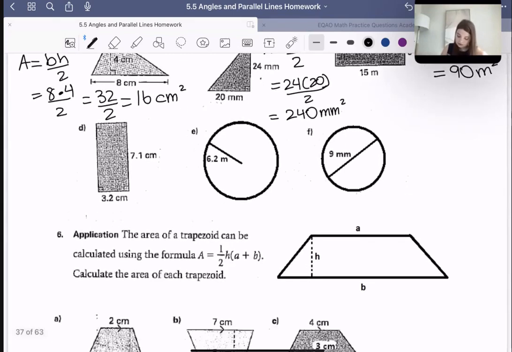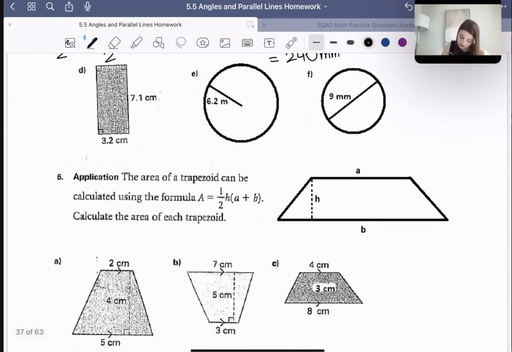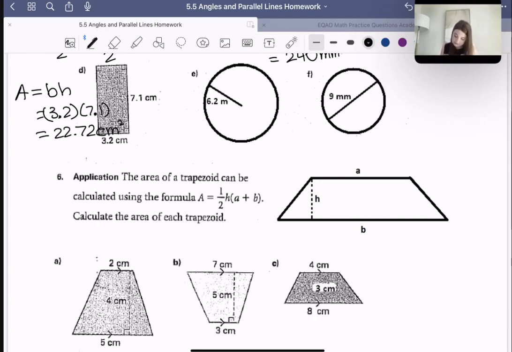D also looks like just a rectangle. So that means that area is going to be base times height. So the base is 3.2 times the height, which is 7.1. So 3.2 times 7.1, if you plug that into your calculator, you should get 22.72 centimeters squared. So there we go.